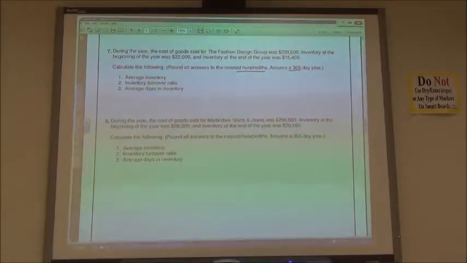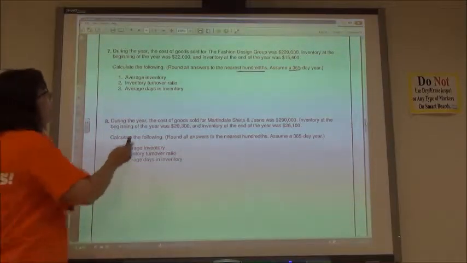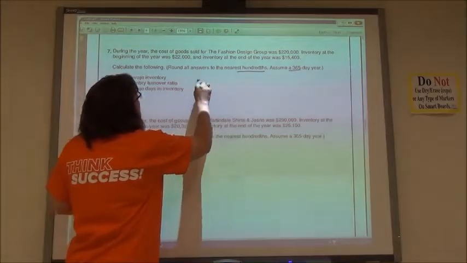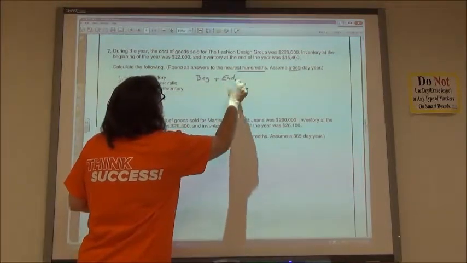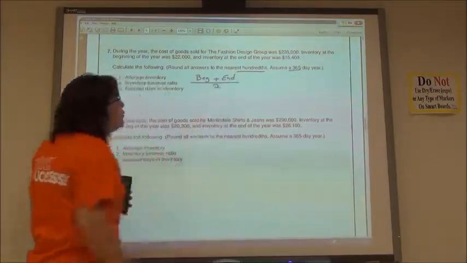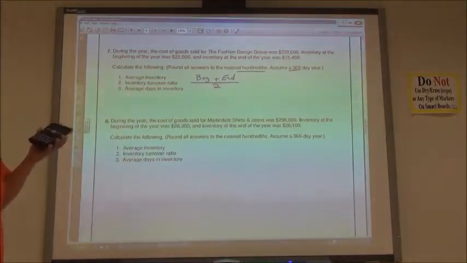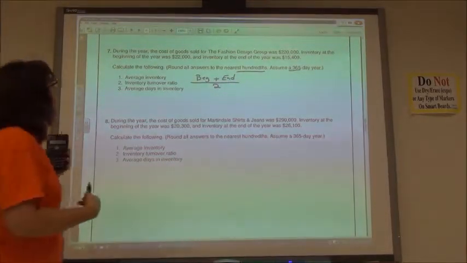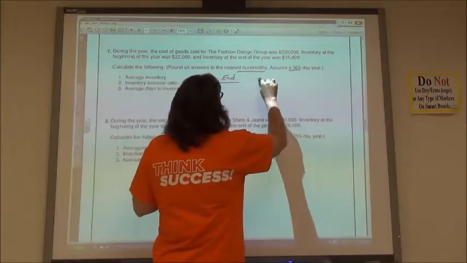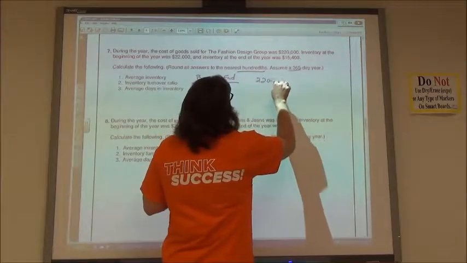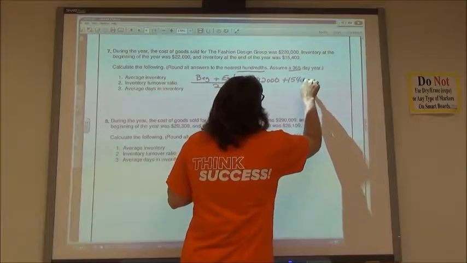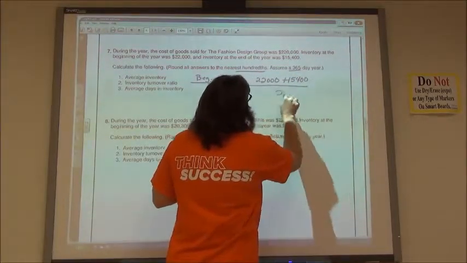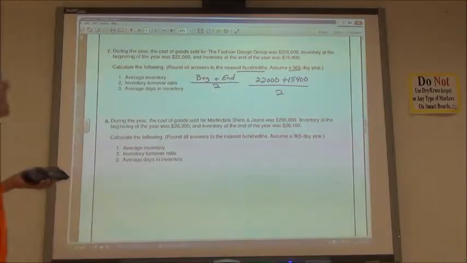So first of all, we want to calculate the average inventory. So what we're going to do to find the average is we're going to take the beginning inventory plus the ending inventory and then divide that by 2 to find the average. We have to remember to add them first before we divide. So the beginning inventory was $22,000. The ending inventory was $15,400.